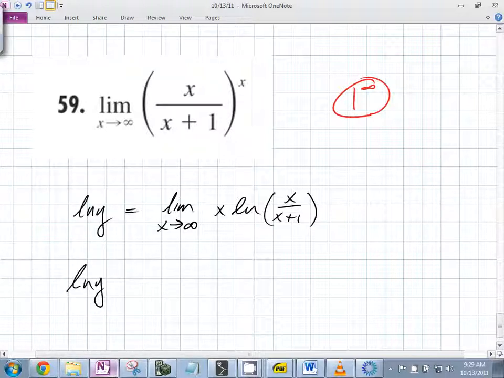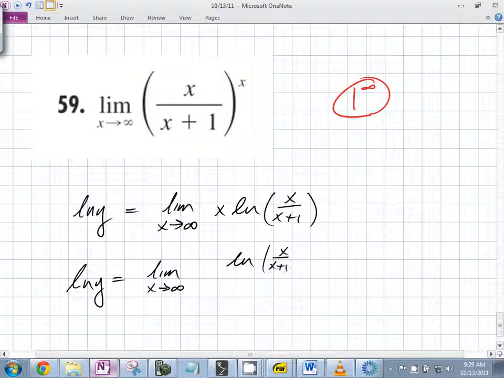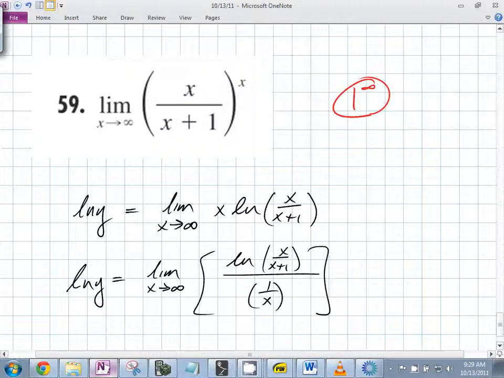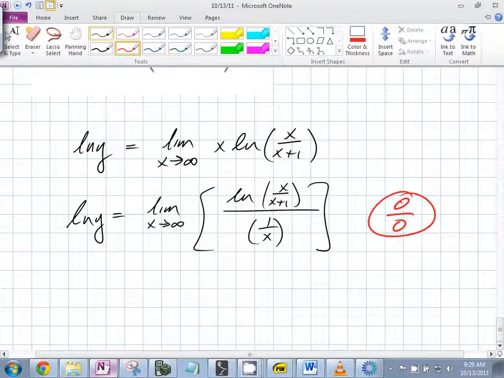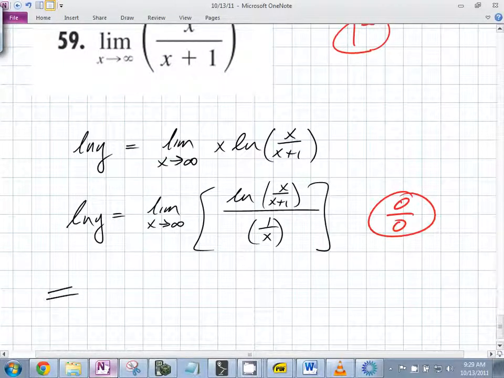This kind of makes it a little easier to see why L'Hopital's rule applies. This would be ln of x over x plus 1, all over 1 over x, like that, correct? It's easier to see that that's an indeterminate form, I think, because this goes to 1, so ln of that goes to 0, 0 over 0, indeterminate form. So now what can you use? L'Hopital's rule, right? You can use L'Hopital's rule at this point.